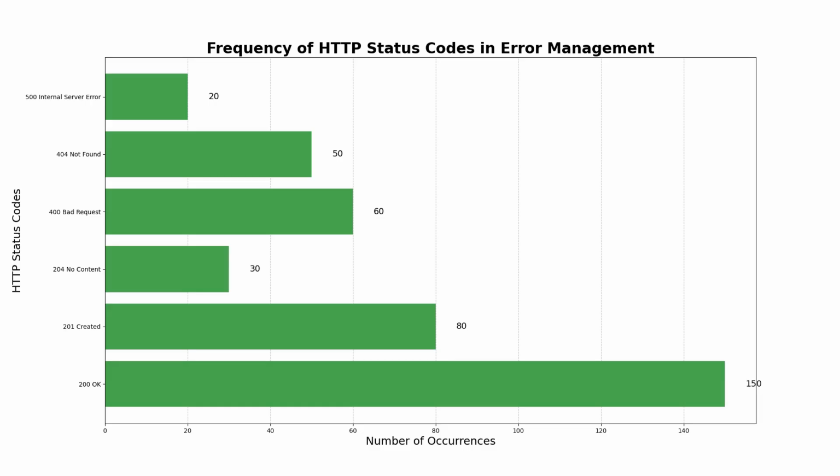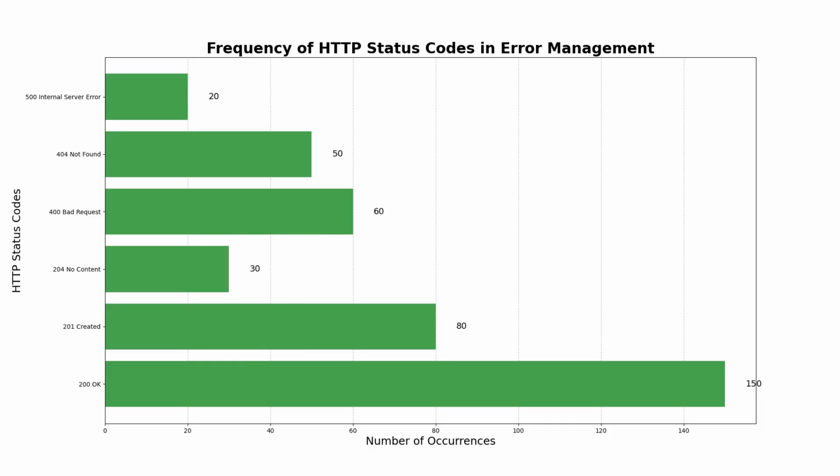The horizontal bar chart, titled Frequency of HTTP Status Codes in Error Management, presents the observed counts for 6 status codes along the y-axis, with the x-axis labeled Number of Occurrences. Now, as we look from top to bottom, the chart lists these important status codes: 200 OK, 201 Created, 204 No Content, 400 Bad Request, 404 Not Found, and 500 Internal Server Error.